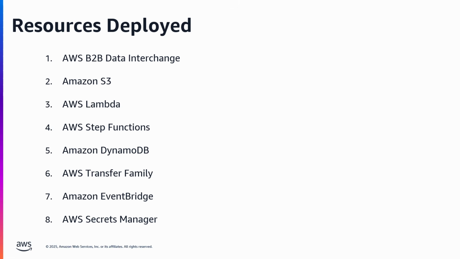As a reminder, if you choose option 2, the resources that will be deployed are AWS B2B, Amazon S3, AWS Lambda, AWS Step Functions, DynamoDB, Transfer Family, EventBridge, and Secrets Manager. You will pay the cost of these resources if you choose option 2.